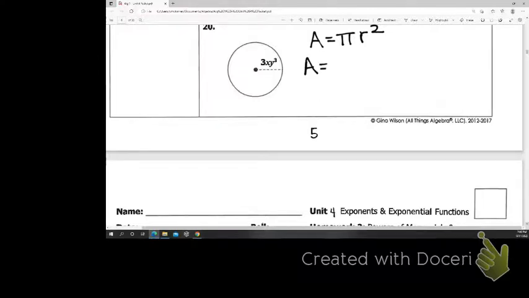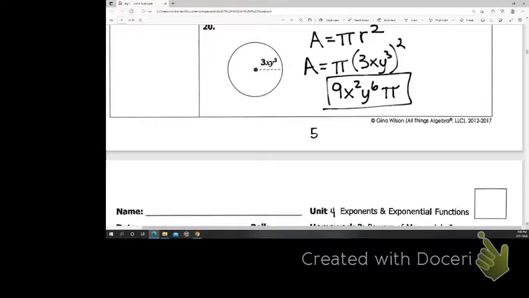And if these last couple are frightening, you won't have something like that on your test. So that gives you a little peace of mind, I hope. So if I want this squared, that's my radius. It's the distance from the center to the edge. If I want it squared, then I have 9x squared y to the 6th, and then we could just put pi at the end. If we use 3.14, we get a decimal. It's approximately, but if we just leave pi, then it's exact.